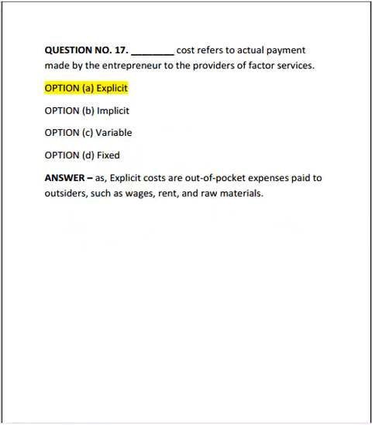Question No. 17. Cost refers to actual payment made by the entrepreneur to the providers of factor services. Option A, explicit. Option B, implicit. Option C, variable. Option D, fixed. Answer, A, as explicit costs are out-of-pocket expenses paid to outsiders, such as wages, rent, and raw materials.